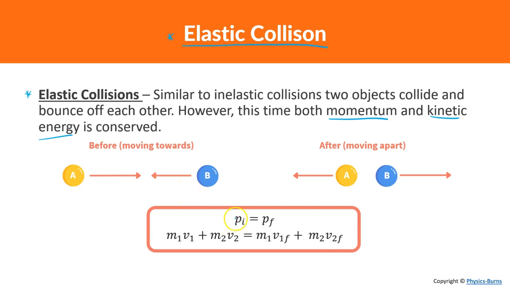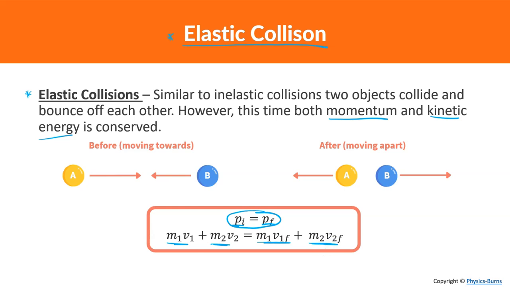Okay, that being said, the equation is the same as inelastic collision. Momentum before the collision of both the objects is going to be equal to the momentum after the collision of both the objects, if there are two objects in this case.